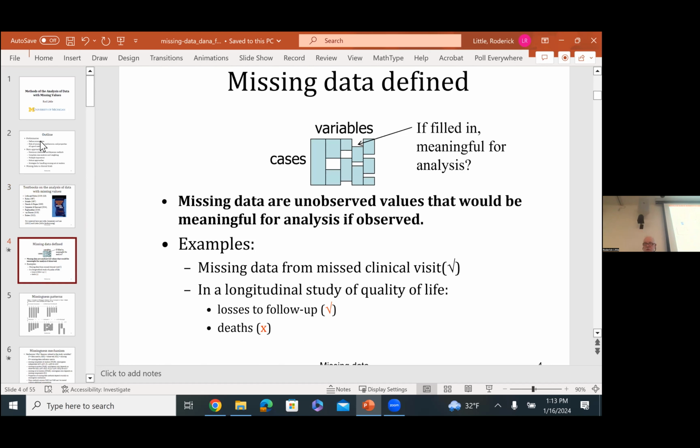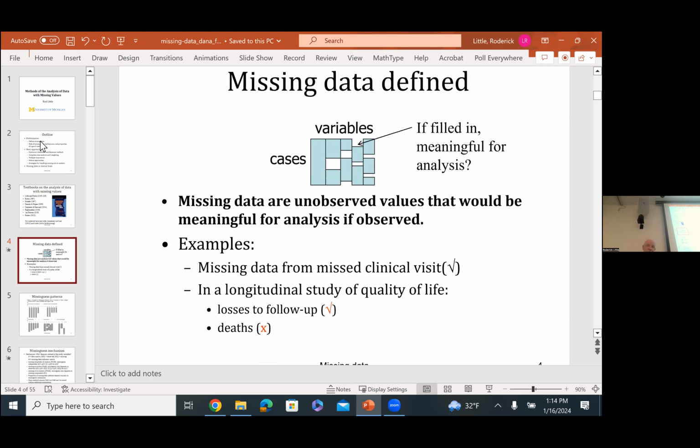So what is missing data? It seems kind of obvious, but it's not quite as obvious as you might think. To me, the key aspect is that you have data that are not observed in the data matrix. And then the question is whether that would be meaningful for analysis if you had that value in there. So missing data are unobserved values that would be meaningful for analysis if they were observed. If you have a missed clinical visit in a clinical trial, you didn't get the information from that visit. Often that would be meaningful for analysis if you had it, so that would be missing data.